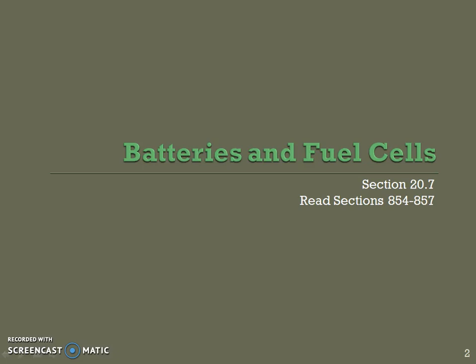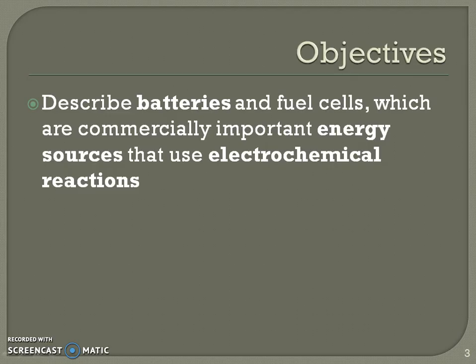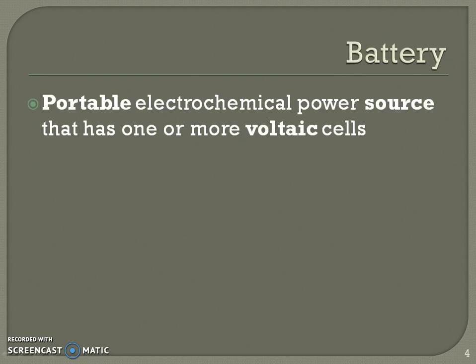This is Mrs. O'Neill for AP Chemistry, Chapter 20, Section 7, Batteries and Fuel Cells. You're going to be able to describe batteries and fuel cells, which are commercially important energy sources that use electrochemical redox reactions. So pause the video, fill in the blanks, and then play to hear my words.